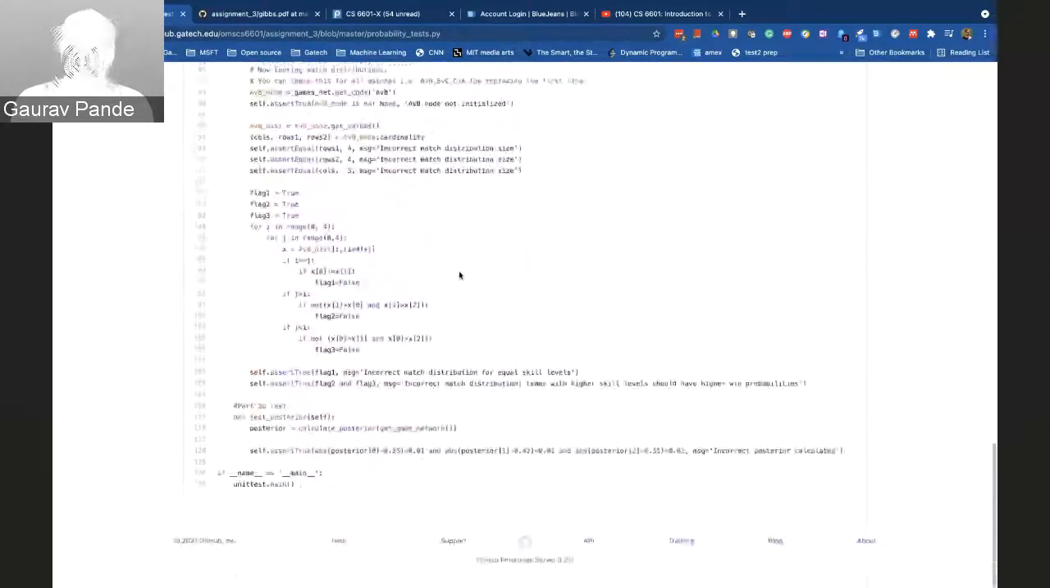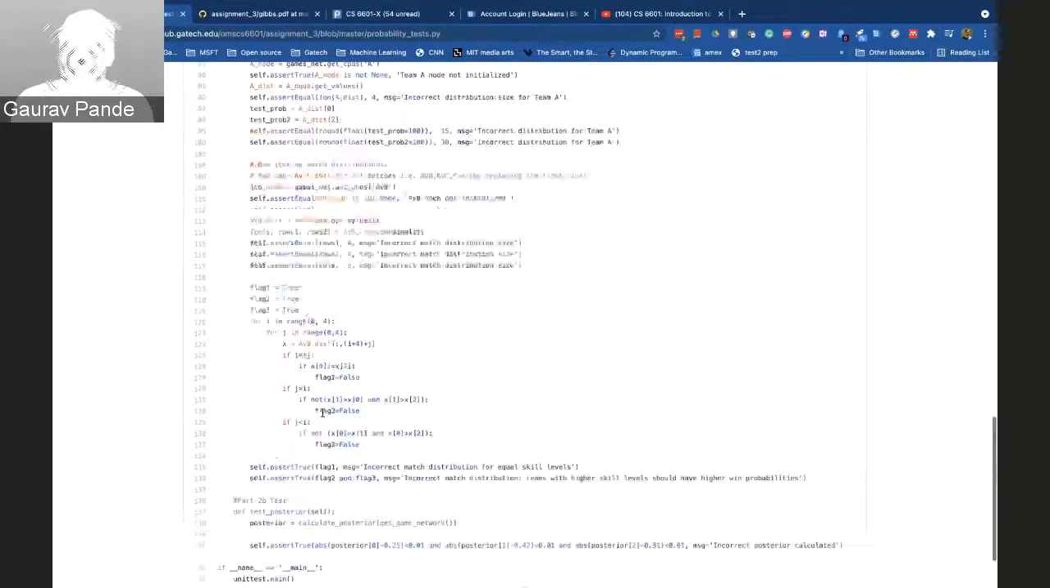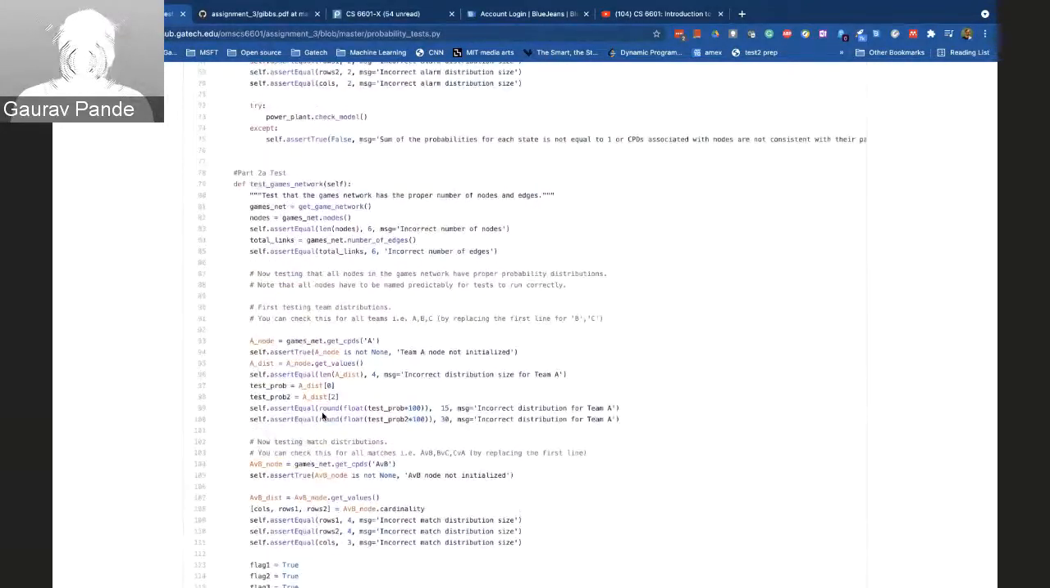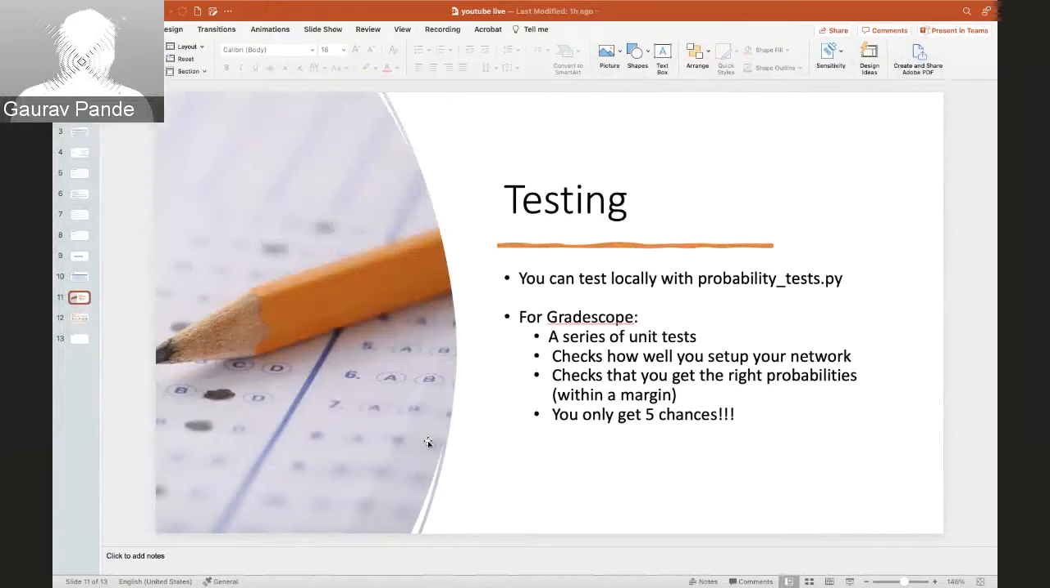Not all the test cases are covered here. Like you see, we only have test cases up to part 2B. After that, there are no test cases here. The test cases are implemented in Gradescope. In Gradescope, there is a series of unit test cases that are not in the local test, for the scoring, to see that you have implemented it properly.